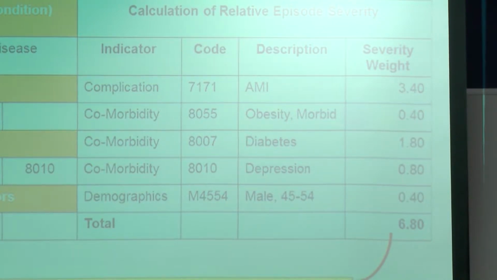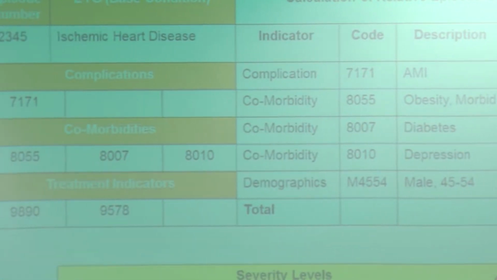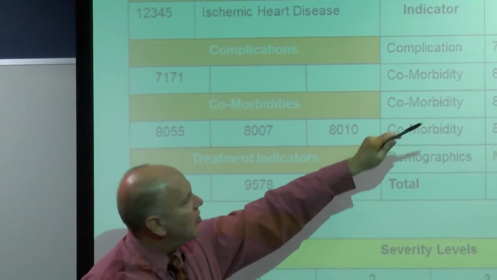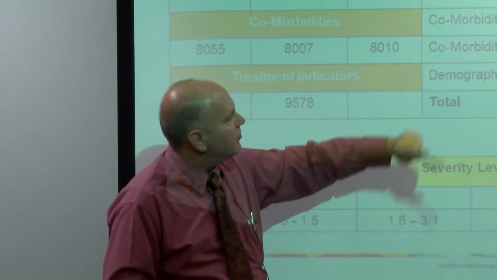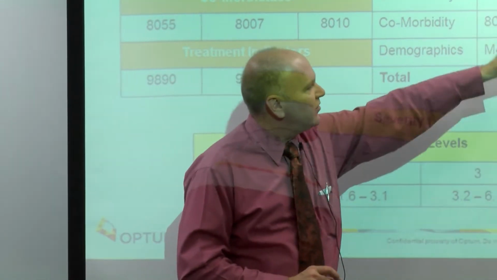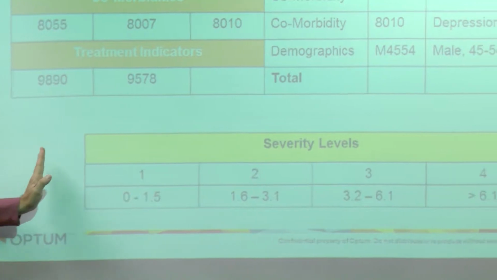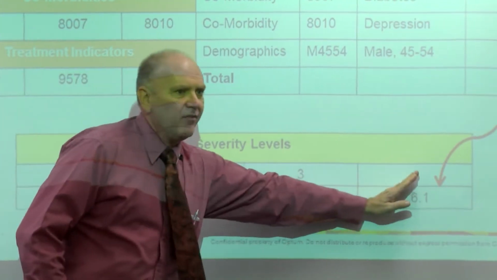As compared to morbid obesity, which only has a 0.4. So it's relative resource use within each one of those categories. And because this particular individual has an AMI, obesity, diabetes, depression, and happens to be a male 45 to 50, his severity adds up to 6.8. Then what we do is we put it on a severity level scale.